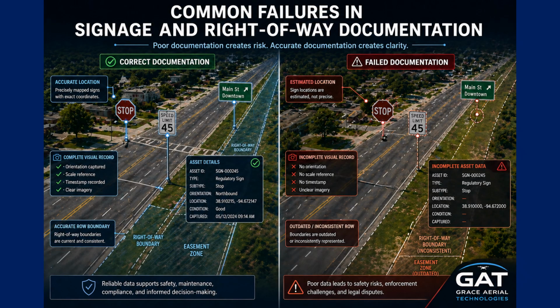And of course, there are some common failures when it comes to signage and right-of-way documentation. Failures often include signage locations that are estimated rather than precisely mapped, and visual records that may lack orientation, scale, or timestamps. Right-of-way boundaries may be outdated or inconsistently represented. These issues can lead to safety risk, enforcement challenges, and legal disputes.